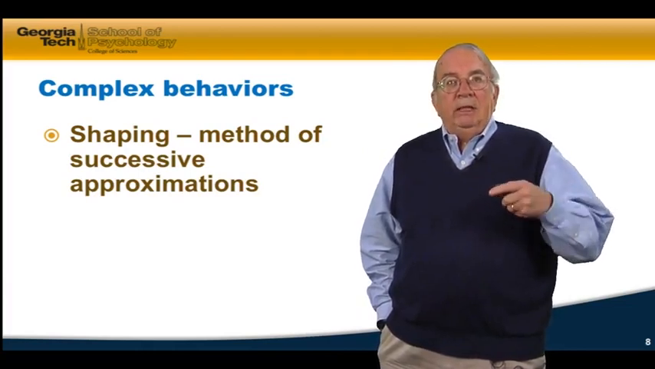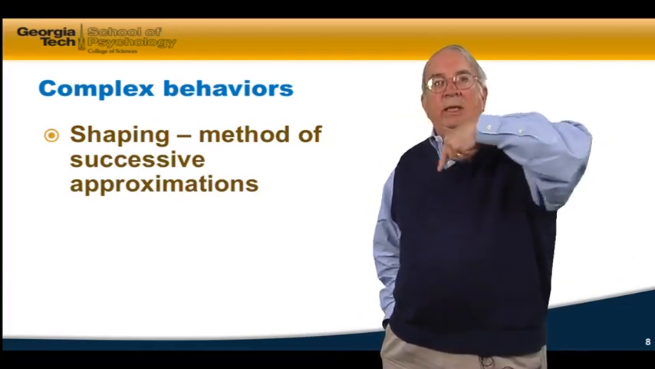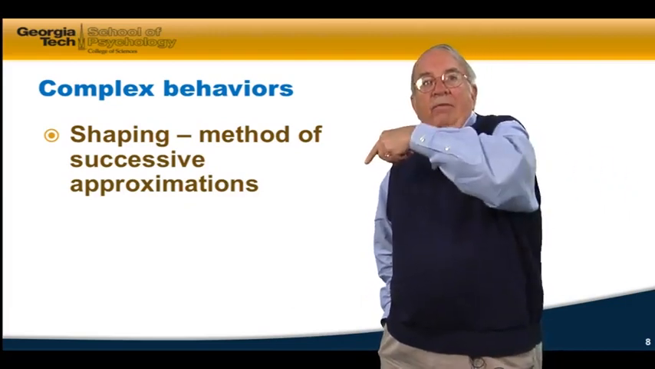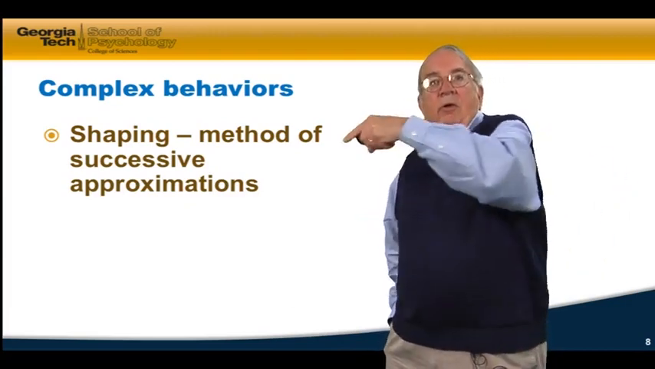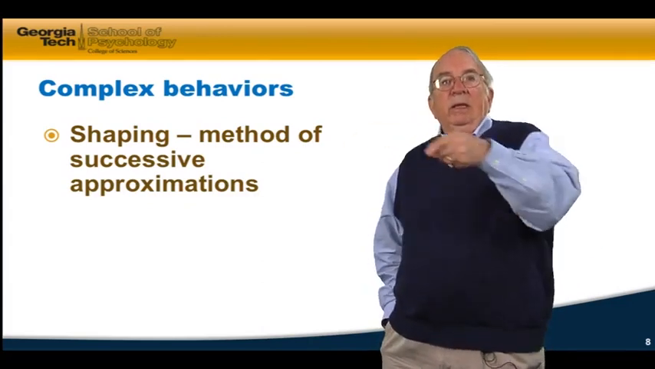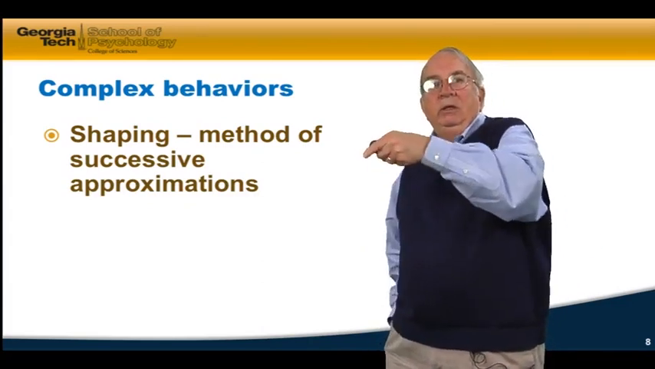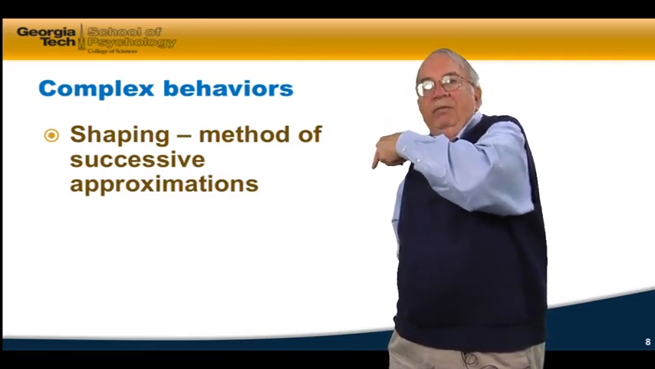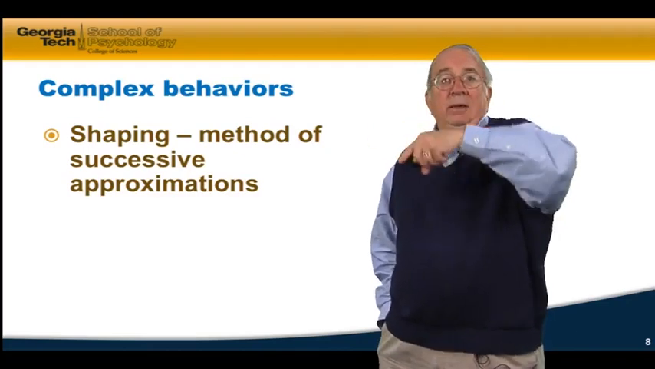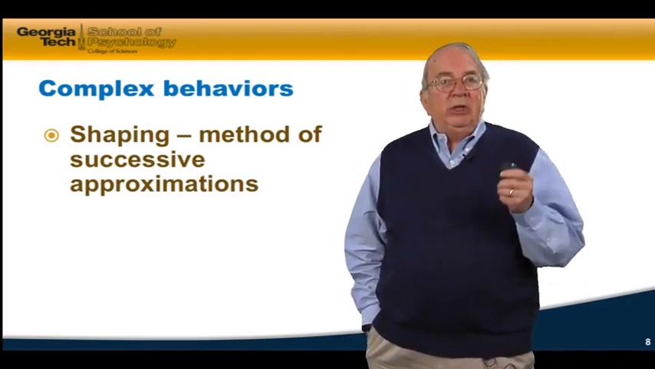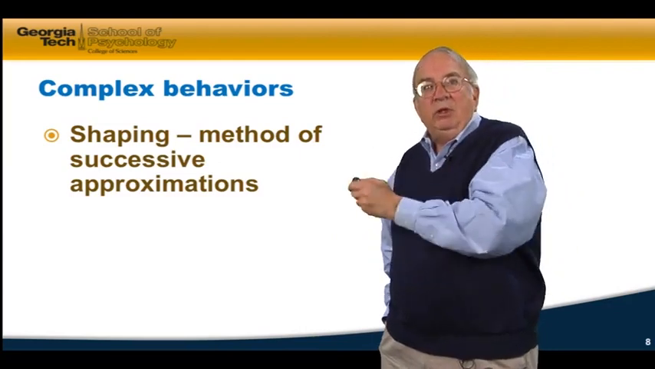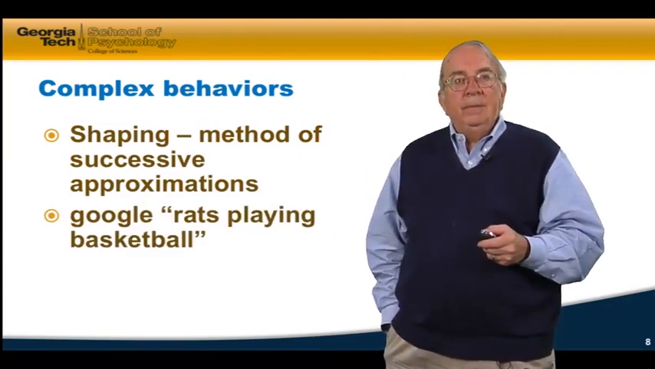So I might use shaping. Let's say I want to make the animal turn around completely. I might give the animal food only when it turns away from the lever. And then if it turns further away from the lever towards the back of the cage, then I give it reinforcement. And if it turns around far enough so that now when I give it food, it completes the circle, eventually I'll have the animal circling the box to get the food. I'm shaping a complex behavior by using successive approximations to the behavior I want to shape.